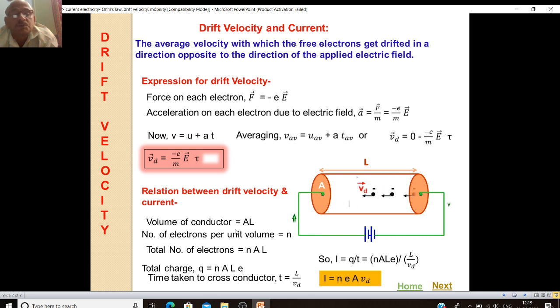How can we remember this one? See, volume AL, total number of electrons nAL, where this small n is the number of electrons per unit volume, total charge nALe, then I equals neAVd. These four terms we should remember: AL, nAL, nALe, neAVd.